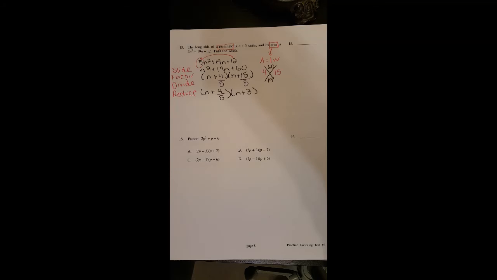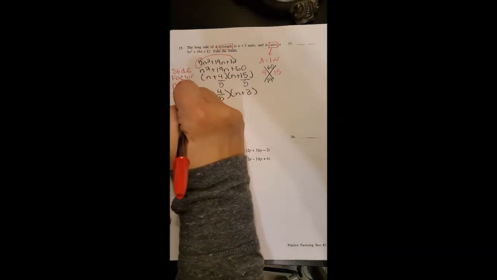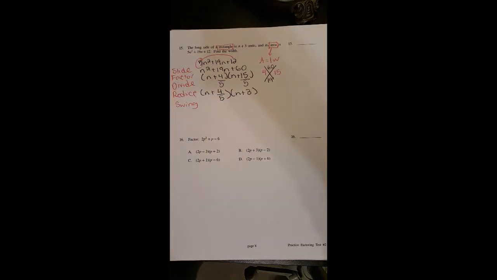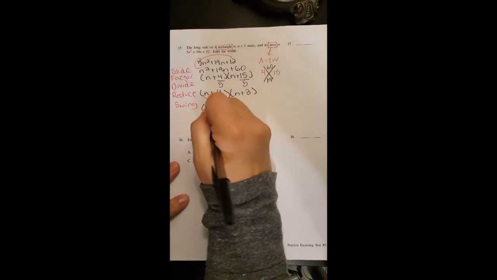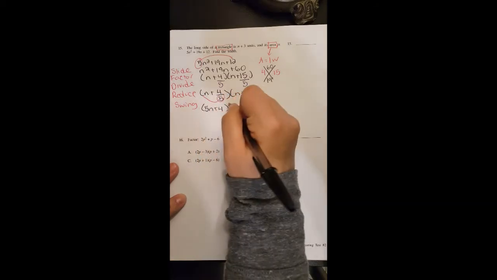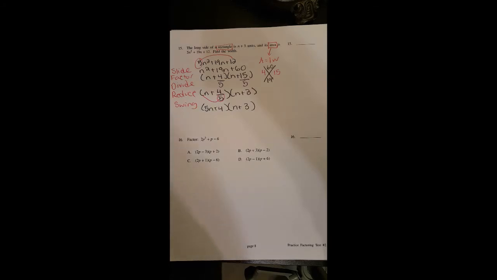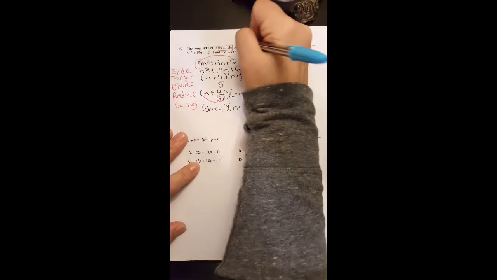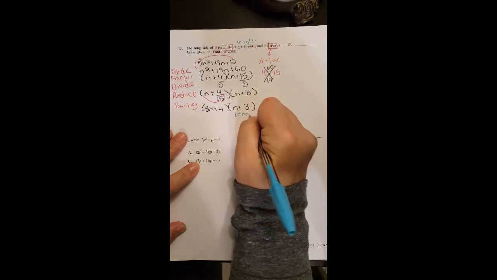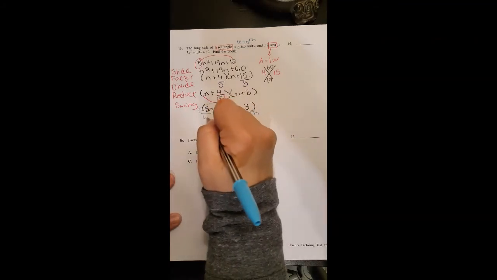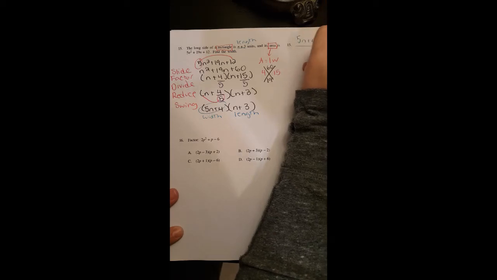And then our last step is to swing. Okay, so we're going to take our denominator and swing that in front of the numerator. So we are left with 5n plus 4 and n plus 3. Now notice in the original problem, it tells us the long side, our length, is n plus 3. So this is our length. And the other one that's left, this 5n plus 4, that is going to be our width. And that's just our answer there, 5n plus 4.